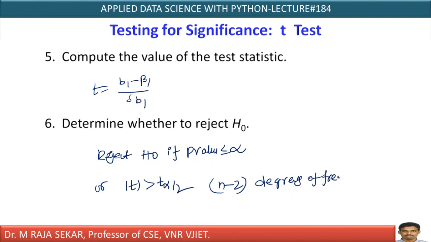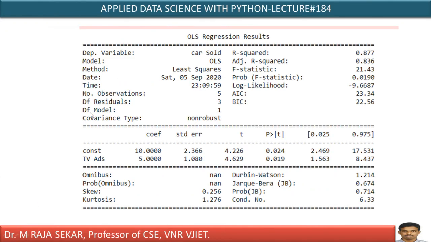We will try to understand how one can do it. Yes, this is the result. I kindly request you to go through lecture number 179, in which I discussed this output. Now we will try to understand this output. As I told you, what is my t statistic? My t statistic is t equals b1 minus beta 1 by SB1. In the null hypothesis we assume that beta 1 is 0, so it is b1 by SB1.